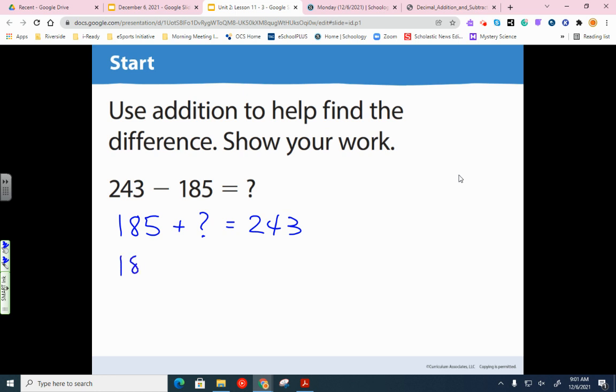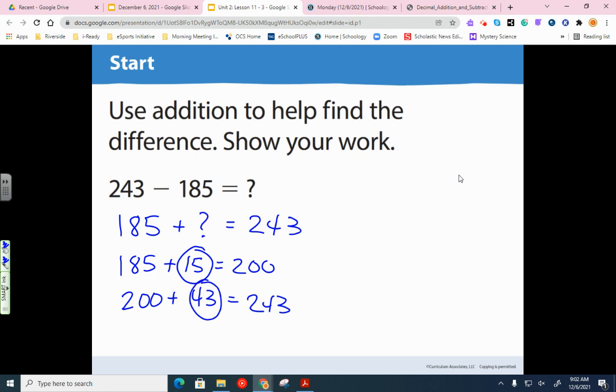I know 185 plus 15 is going to give me 200. And I also know 200 plus 43 will give me 243. So we take these two numbers and add them together. We have 43 plus 15, and that'll give me 58. So 58 is going to be our answer. So 243 minus 185 is 58.